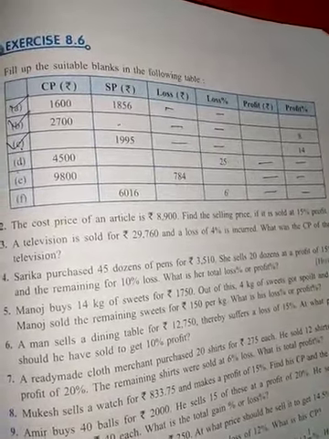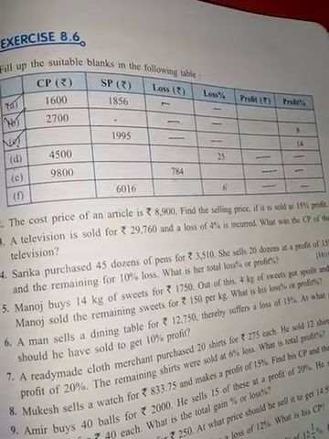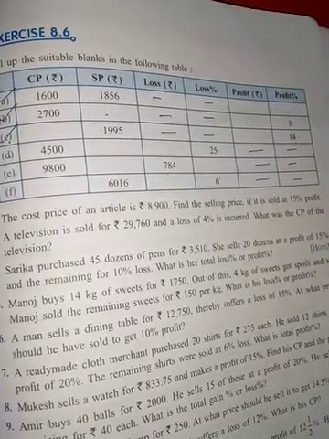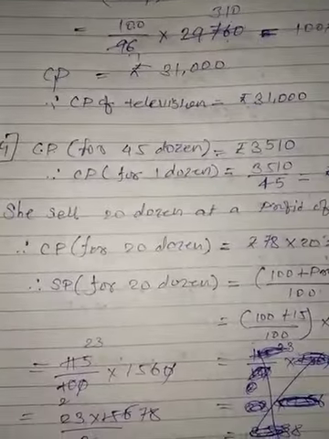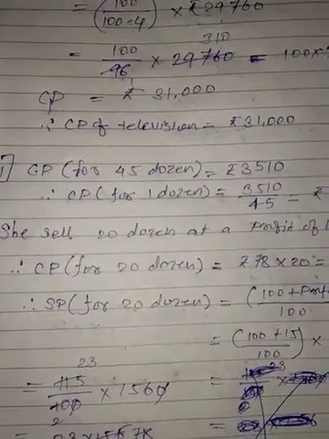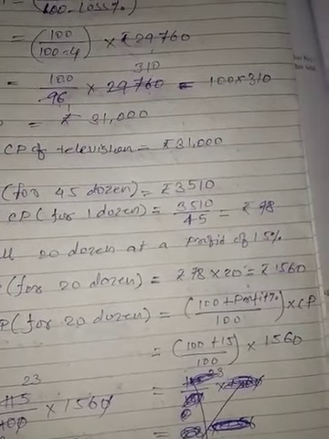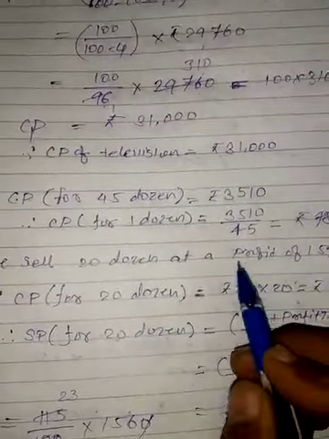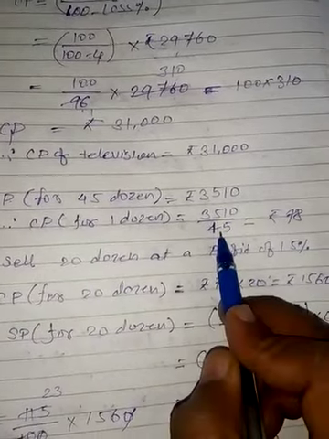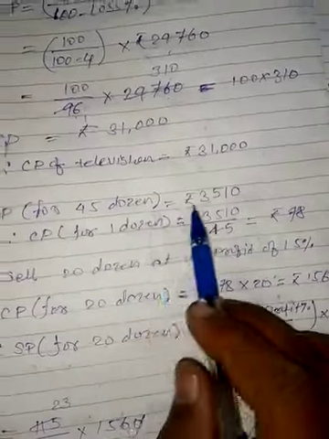First of all, we will find out: Sanika purchased 45 dozen pens for 3,510. So what is the cost of one dozen? The cost of 45 dozen is 3,510. Therefore the cost of 1 dozen pens is 78 rupees. How will we find it out? By dividing the value by 45.